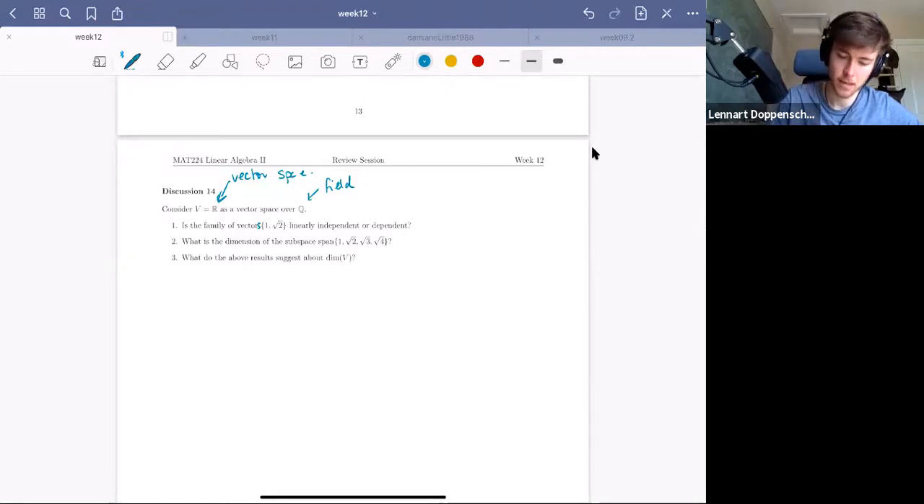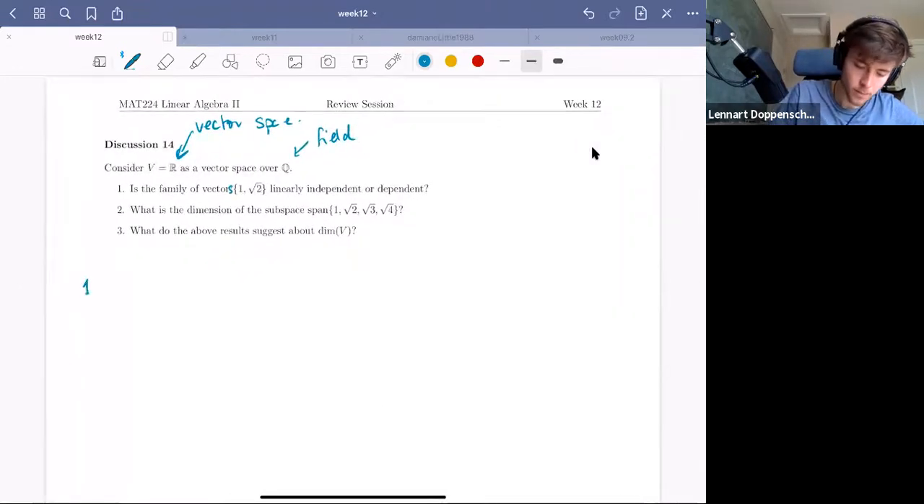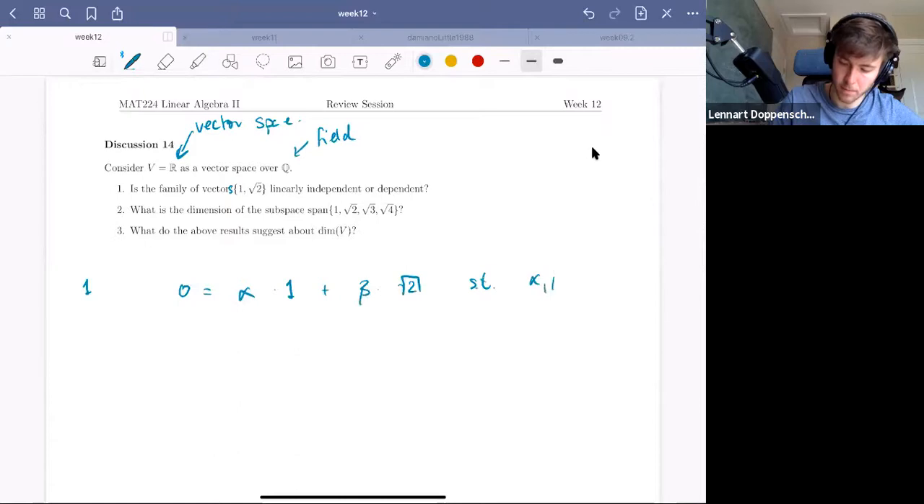Yes, it's independent. The reason is, if you try to find a combination that is zero, we need to verify whether there's some non-trivial such combination. So we try to find zero, but the zero vector is actually just the zero real number. So we want to have some alpha times 1 plus beta times square root 2, such that alpha, beta are non-zero. What are alpha and beta elements of?